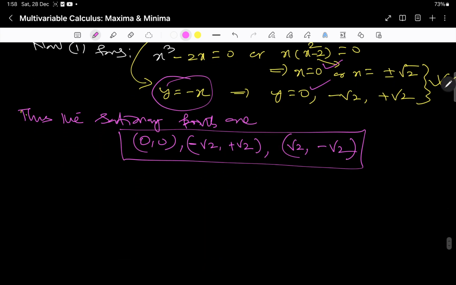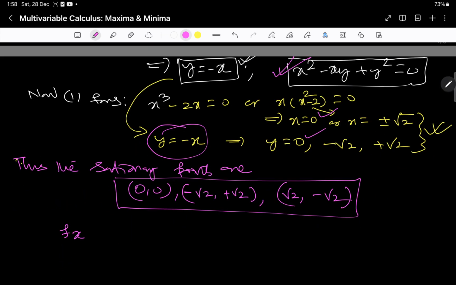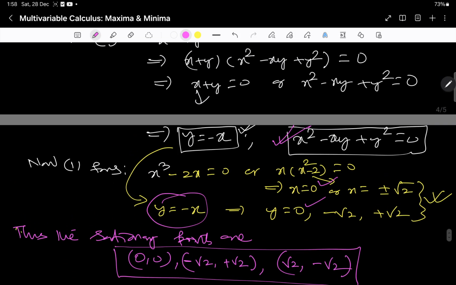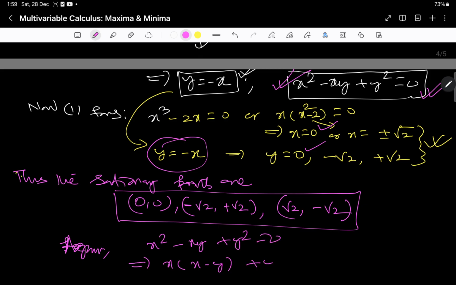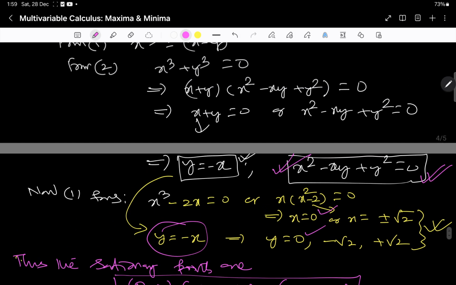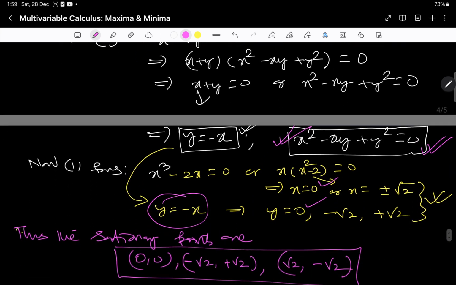So what is my fxx now? We find fxx. One more thing, for additional stationary points we have to also think of this. Again you have x square minus xy plus y square is equal to 0. So your x into x minus y plus y square is equal to 0. But your x minus y is your x cube.